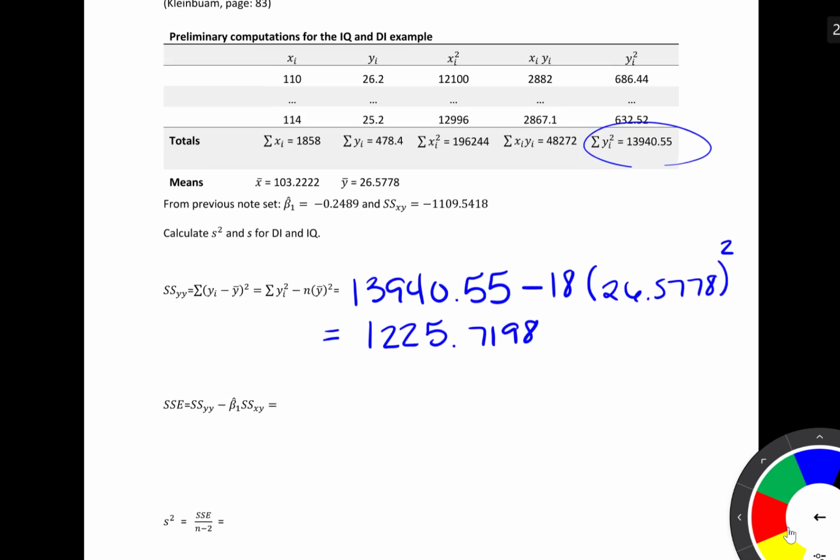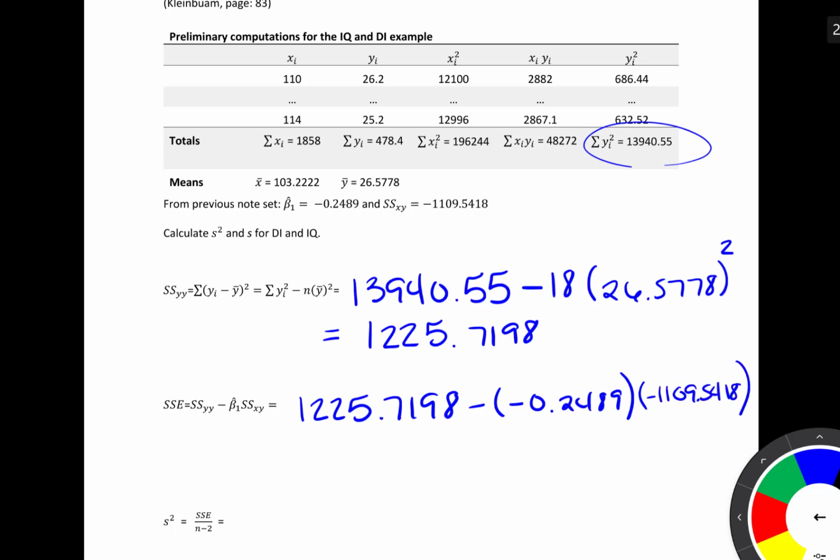Now we can find the SSE. So again, we have our formula here. So we start out with the value that we just found. We have our estimate of the slope from the previous note set. And we also found the sum squared xy in the previous note set as well. So our sum squared error in this case is 949.5549.